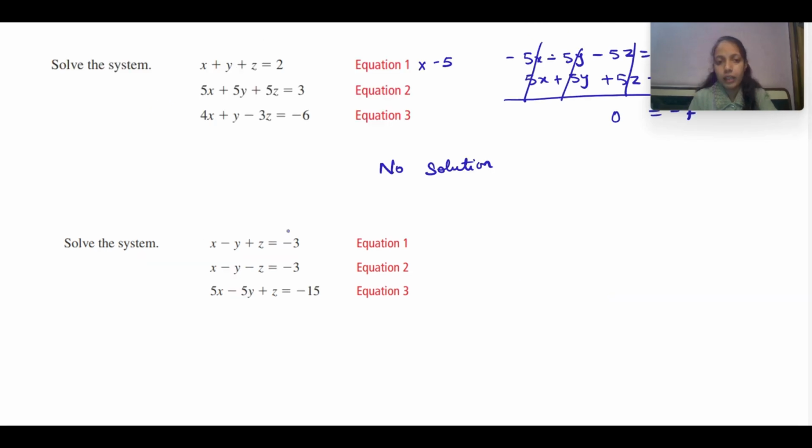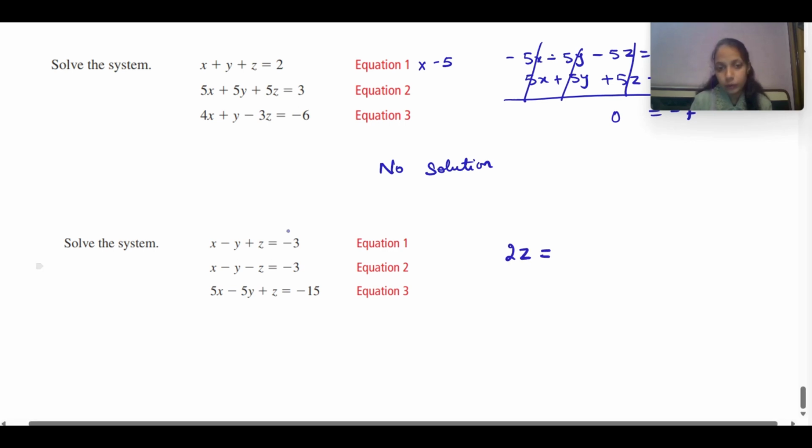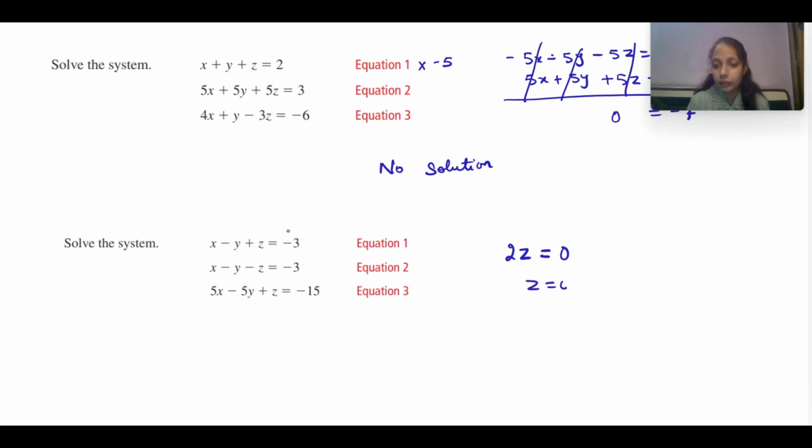Okay. Next example, you see. Here, I'm subtracting equation 1 and equation 2. x and x cancel. y and y also cancel. If I subtract these two, I will get 2z. 2z equals negative 3 minus positive 3, which is negative 6... so 2z equals 0. I'm getting z equals 0.